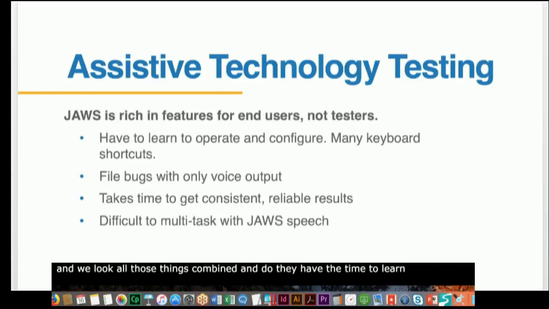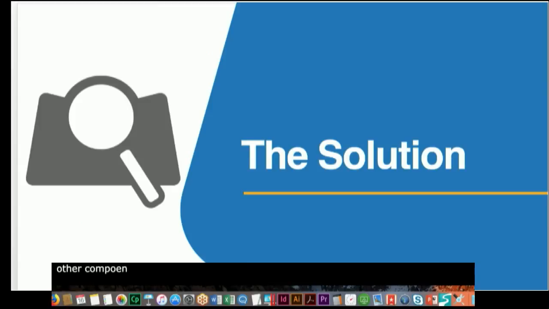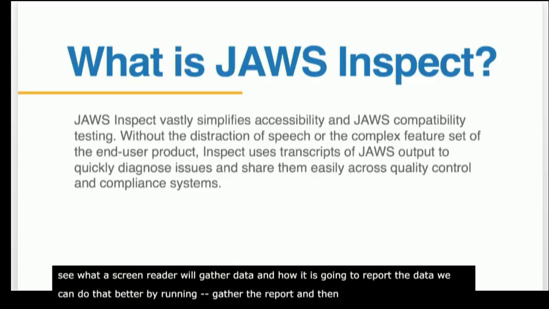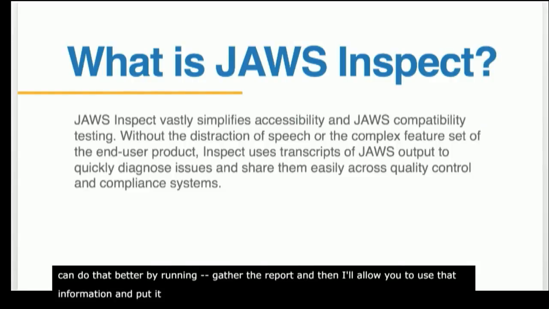All right, next slide. Okay. The solution. So what does JAWS Inspect? Basically, we're trying to remove some of the components, as I talked about before. We're trying to strip out the speech, trying to strip out the keystrokes and say, hey, if you want to use a screen reader to see what a screen reader will gather and how it's going to report the data, we can do that better by running a tool that's going to gather it as a report and then allow you to use that information as artifacts that you can actually then share with development teams, put into bug reports and things of that nature.